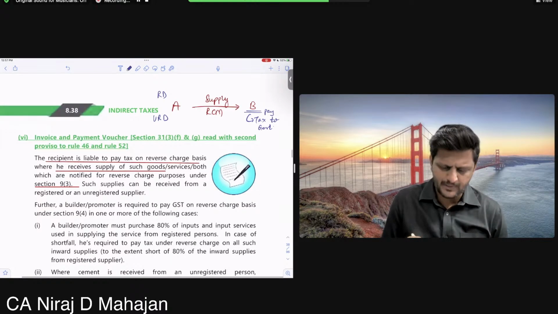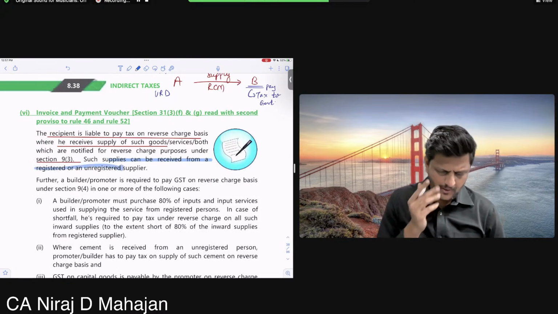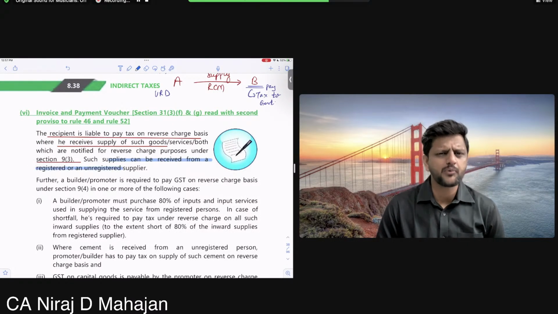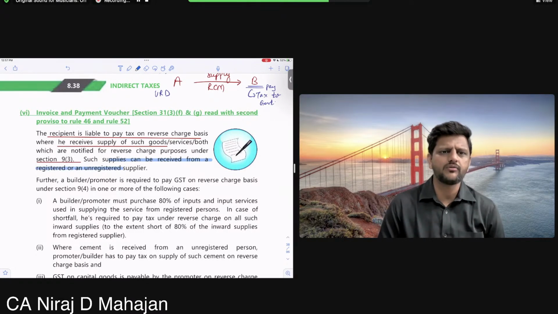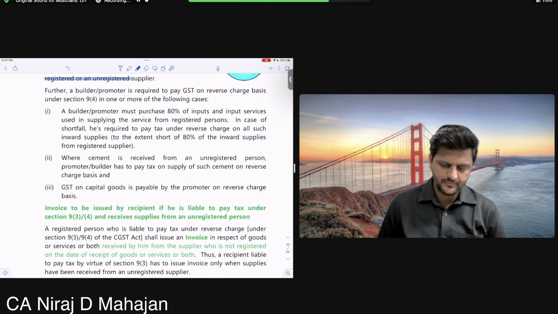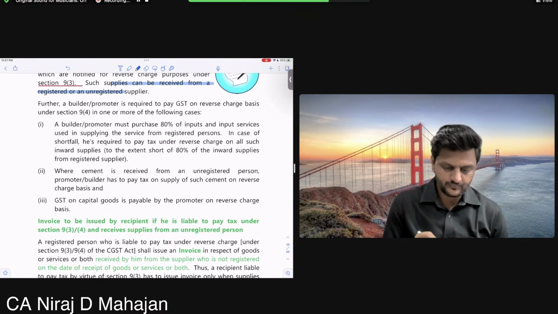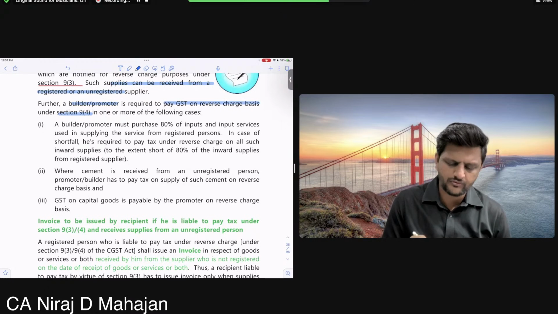Now check. Such supplies can be received from a registered dealer or unregistered. ठीक है? Further, a builder promoter is required to pay GST on reverse charge under 9(4) in one or more of the following cases. Oh, this also you have to cover. ठीक है? No problem. As it is, you have to do that in 9(4) again. Check. Builder promoter is required to pay GST on reverse charge. When? In one or more of the following cases.